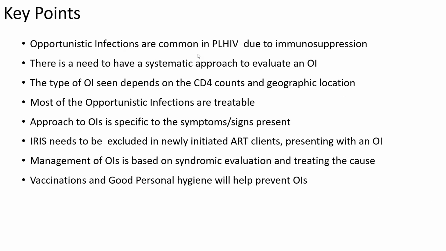So the key points to remember about opportunistic infections: they are common in persons living with HIV due to immune suppression. You need to have a systematic approach to examine and evaluate an ongoing OI. Remember the CD4 count and geography before you come to a diagnosis. Most of the opportunistic infections, remember, are treatable, and specific symptoms and signs must give you important clues about the opportunistic infections. It is syndrome based, and you can treat the diseases. Most of them are treatable. Vaccinations can prevent some of them, and good personal hygiene will always help us in the long run.